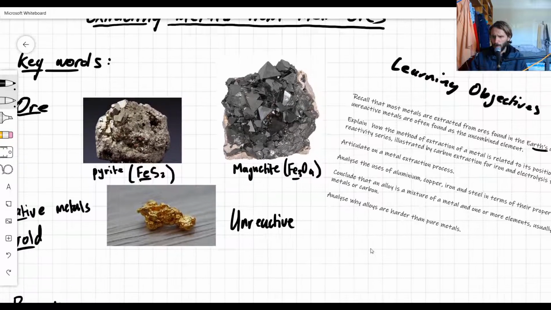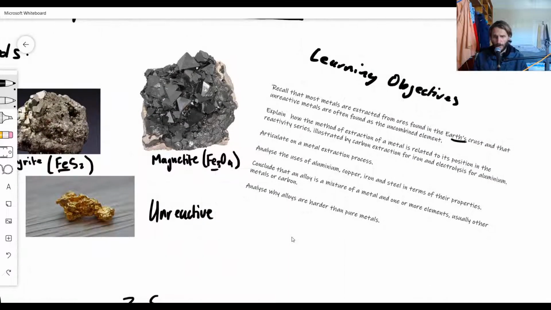Okay, there's some learning objectives here. We've basically talked about the first one already: that most metals are extracted from ores, like I've mentioned, and that some unreactive metals like gold and silver are found just as an uncombined element. We're going to explain the method of how to extract a metal.